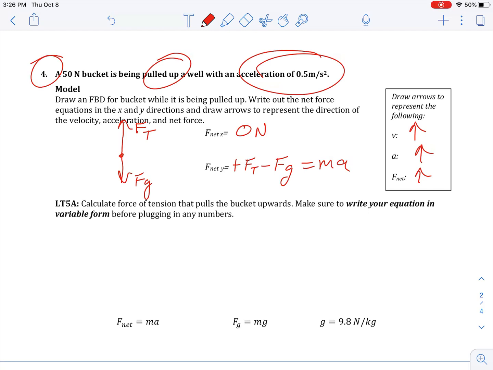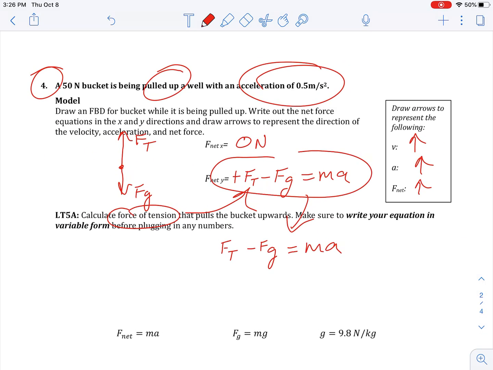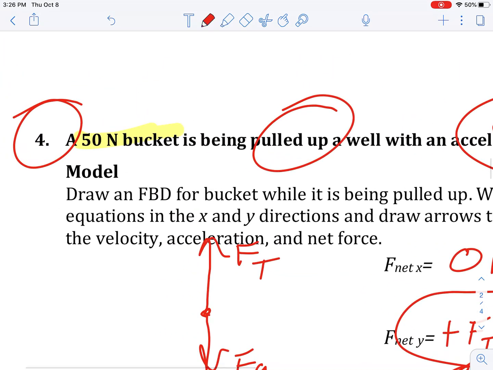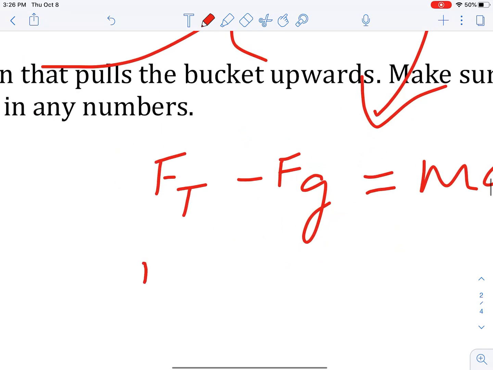Our goal is to find force tension, and we see that that is in this equation. So we're going to take this equation we made and bring it down here and solve. All right, force tension minus force gravity equals ma, mass times acceleration. Let's see what numbers we have, and we'll plug them in and solve. We know it's a 50 Newton bucket. We need to think about what Newton's telling us. Is it telling us mass or weight? And we know it's weight because Newton is a force. So that's like force gravity. Force tension is unknown, so we'll leave that as is.